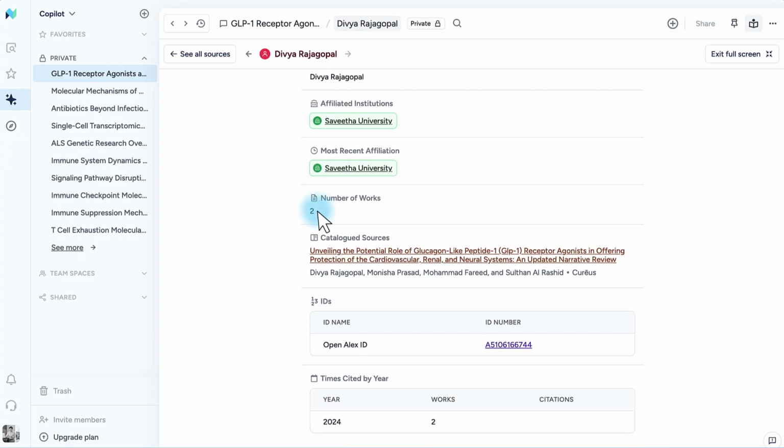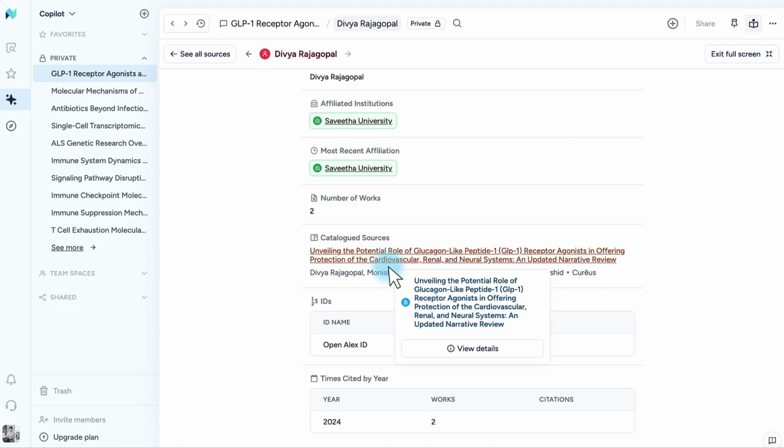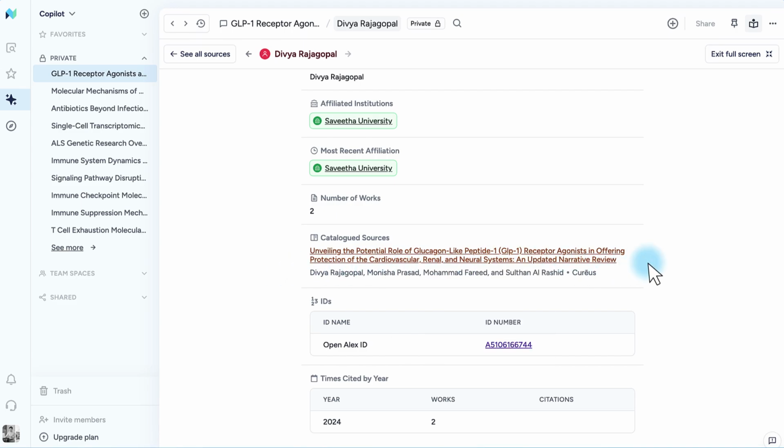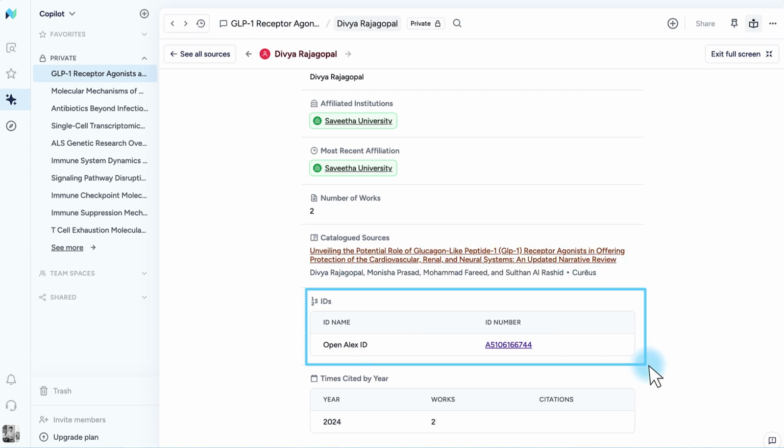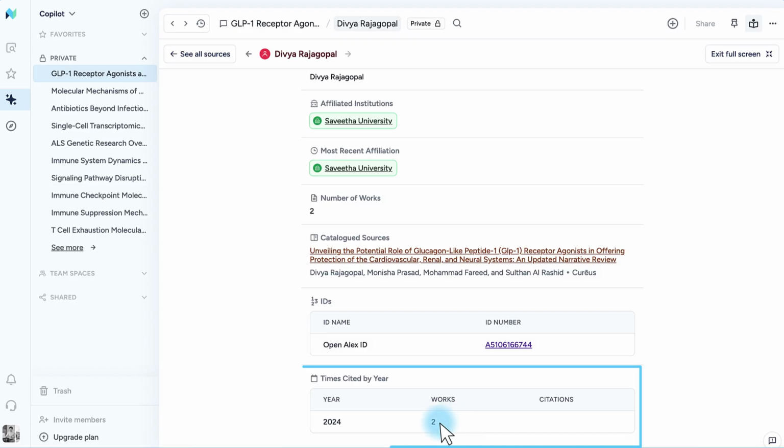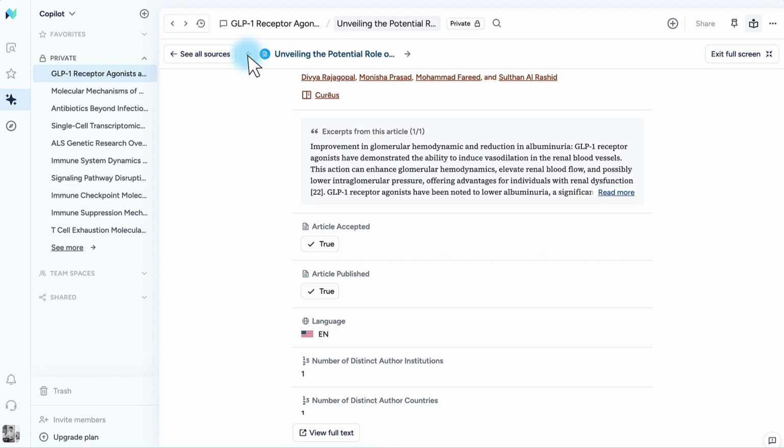I see the number of works that they have, the sources that Nexnet has cataloged. You have references to external databases. For example, many of the authors have ORCIDs, and you'll have citation information. If we go back for a second, you can use the arrows here as a browser-type navigation system.